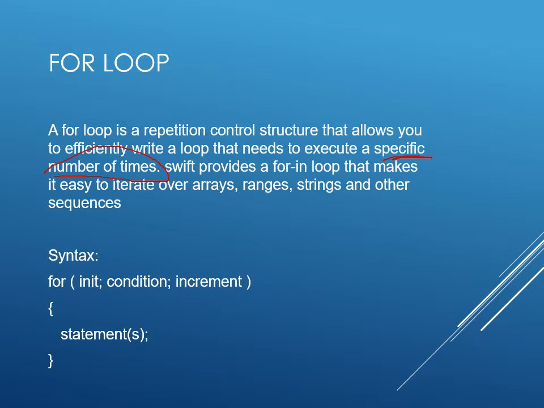For example, if you want to print the data of an array, you can simply print it through a for loop. If you want to print strings, you can use for loops. If you want to print sequences, any type of sequences, you can write a for loop. So let's look into the syntax of the for loop.